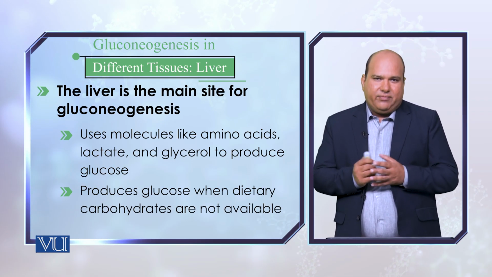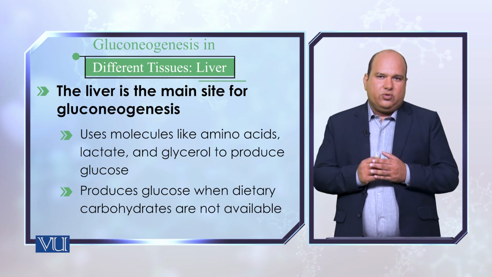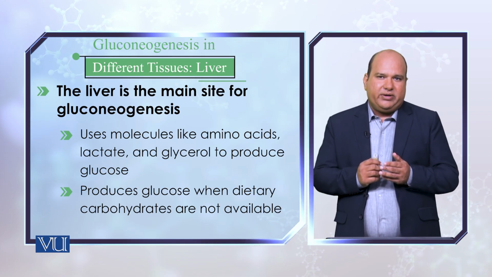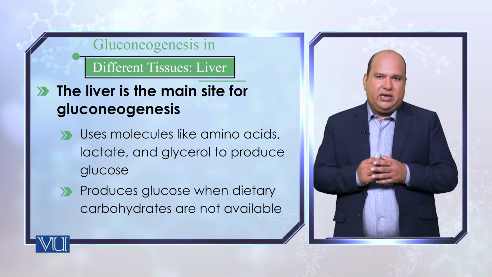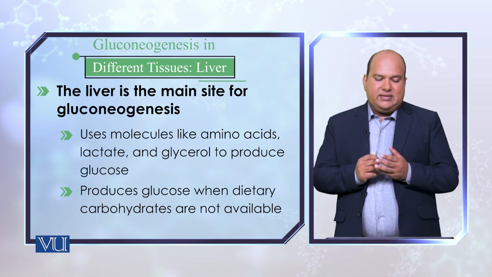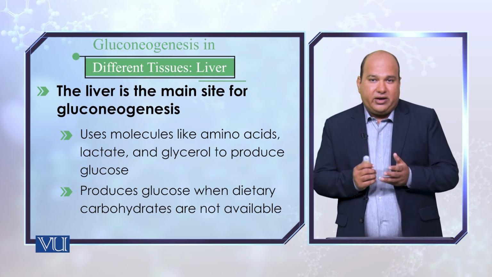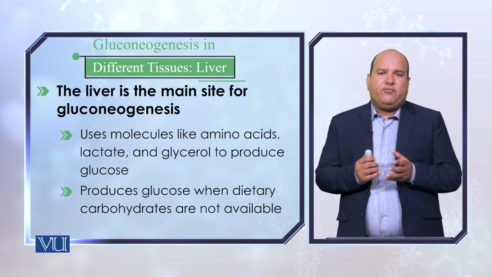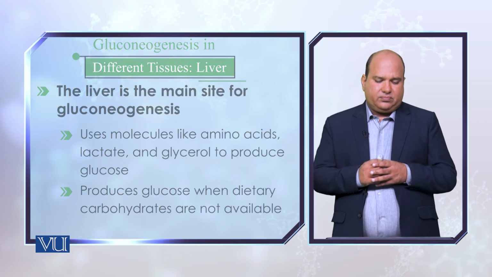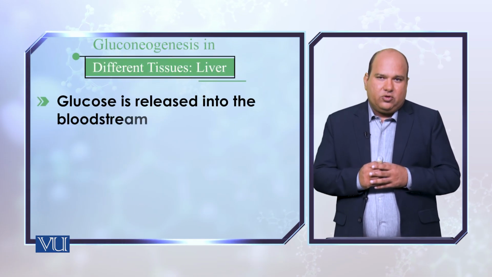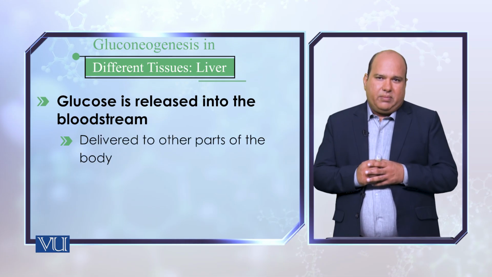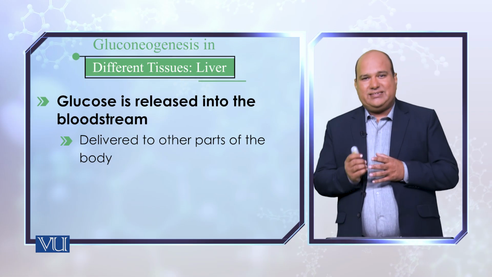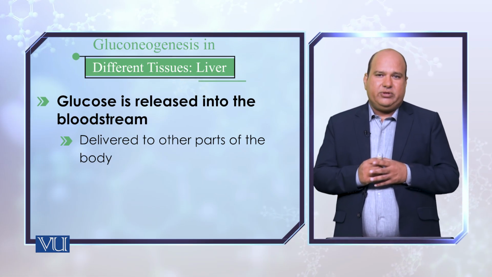As we have already talked about, glucose formation through gluconeogenesis usually takes place when the body does not have much glucose. For instance, when carbohydrates are not available because of fasting or deprivation or whatever other reason. The glucose, once formed by gluconeogenesis, is released into the blood and transported to different parts of the body.